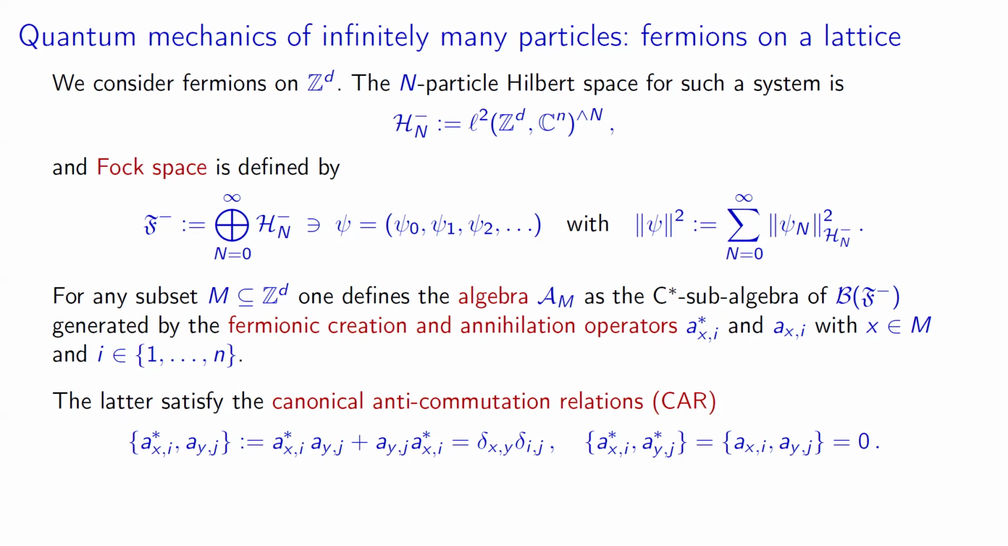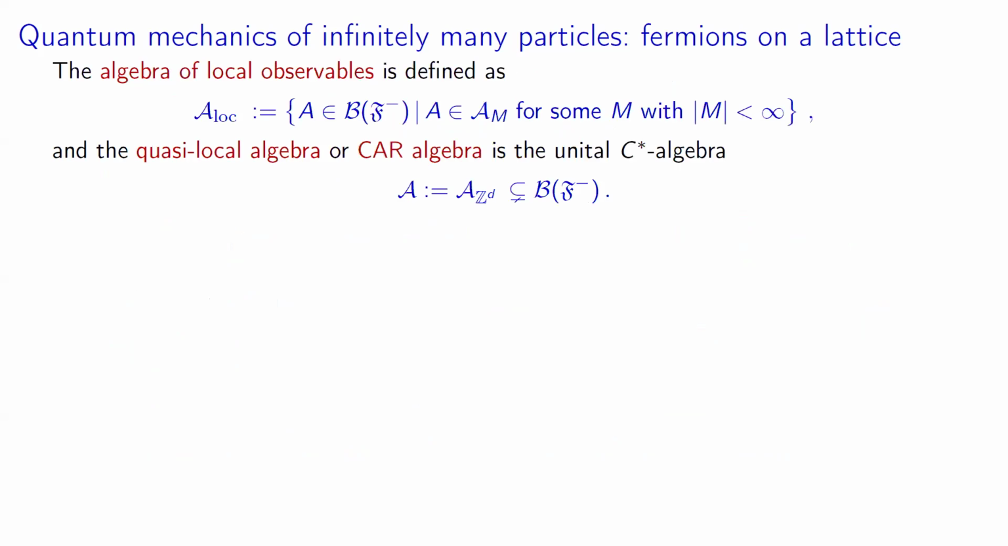Okay. Good. So remember, A_M is the algebra generated by the creation and annihilation operators on points in the set M. And we define the so-called algebra of local observables as the set of all bounded operators in Fock space that lie in some A_M, for some M that is a finite set. So these are all local operators, those which have finite support.